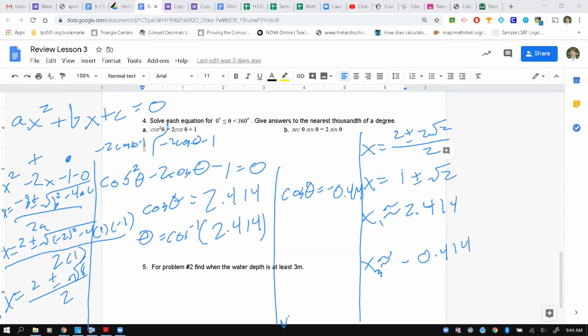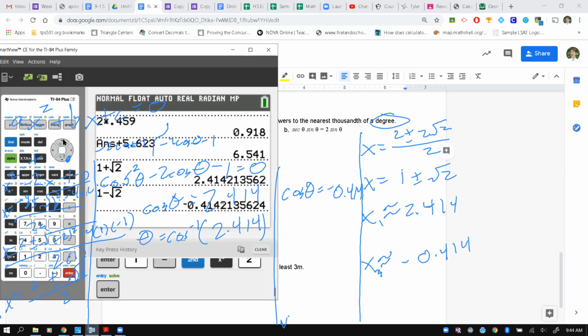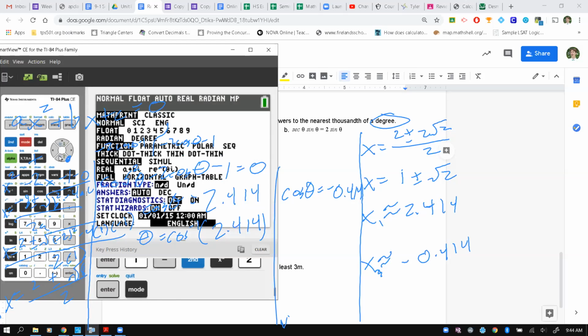All right, for this first one, note that your calculator should be in degree mode when you're doing these. So we make sure the calculator is in degree.